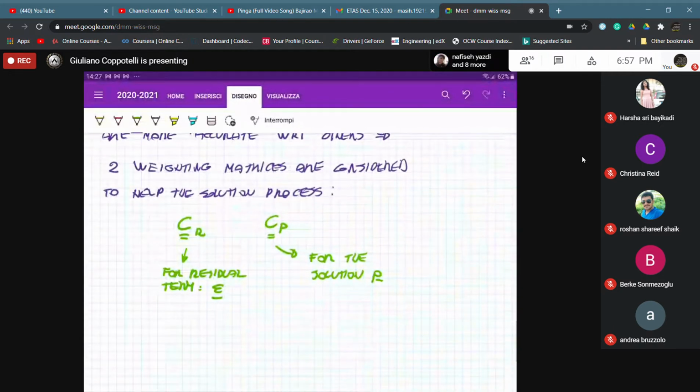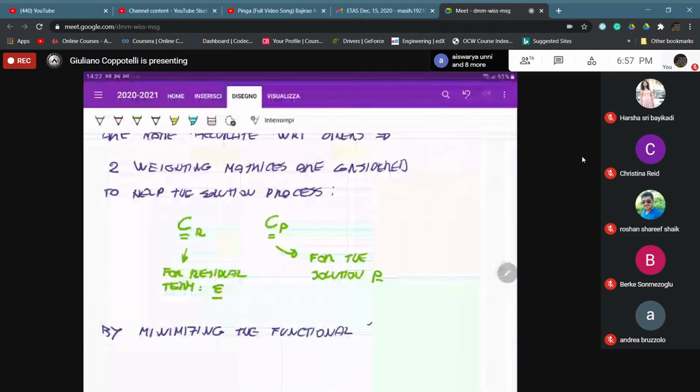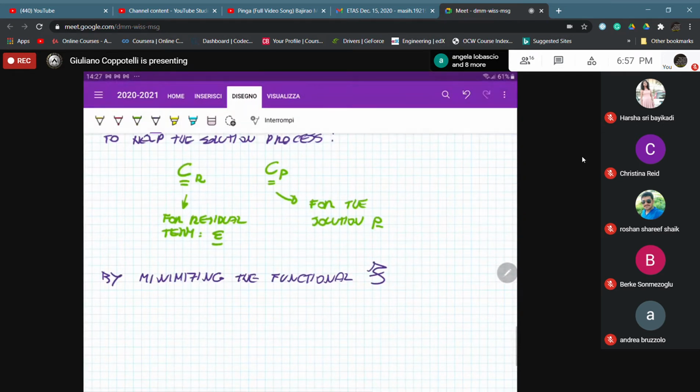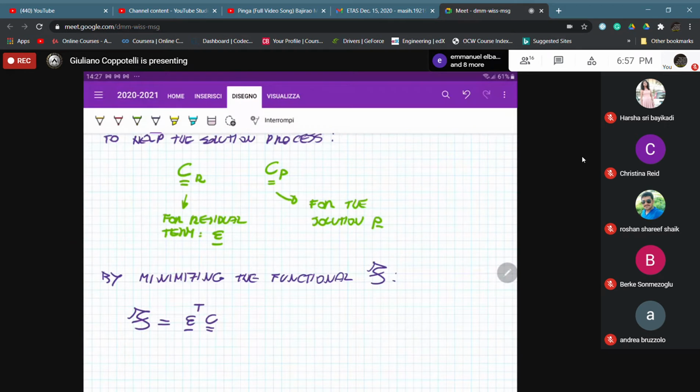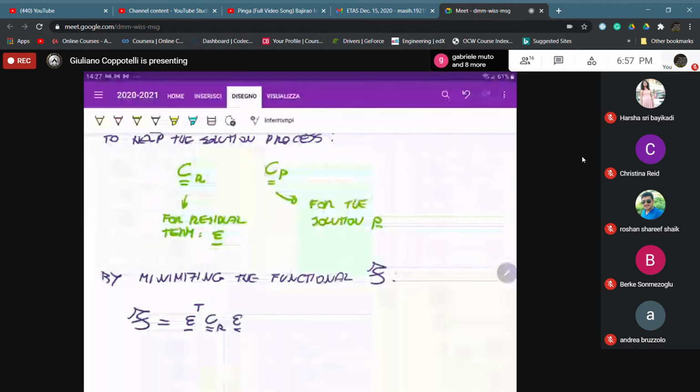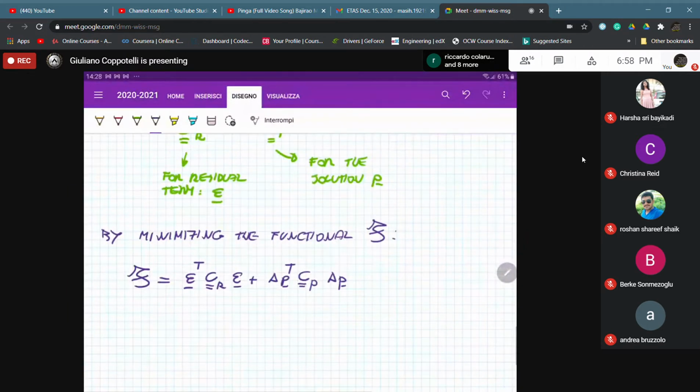Okay, so if we introduce such weighting matrices, the Bayesian estimator technique can be followed by minimizing the functional, let me write it as calligraphic F, defined as your residual term times the weighting matrix for the residual times the residual term, plus delta P transpose CP delta P, and the solution is given by this equation.